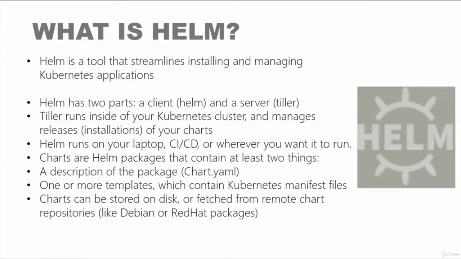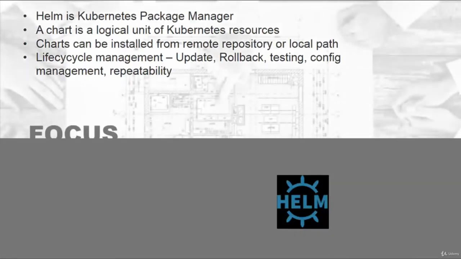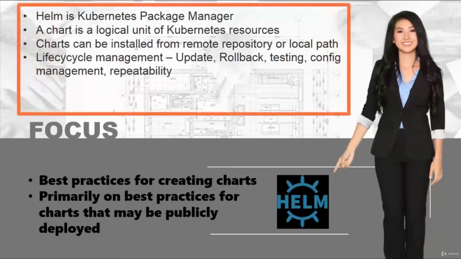So we get the basics of what Helm and charts are all about. Helm is the Kubernetes package manager, like I mentioned earlier. A chart is a logical unit of Kubernetes resources. Just to further differentiate and understand, charts can be installed, again, from a remote repository or local path. More importantly, the lifecycle management regarding Helm and charts, right? The ability to have updates, rollback, testing, configuration management, and the most powerful feature is repeatability.